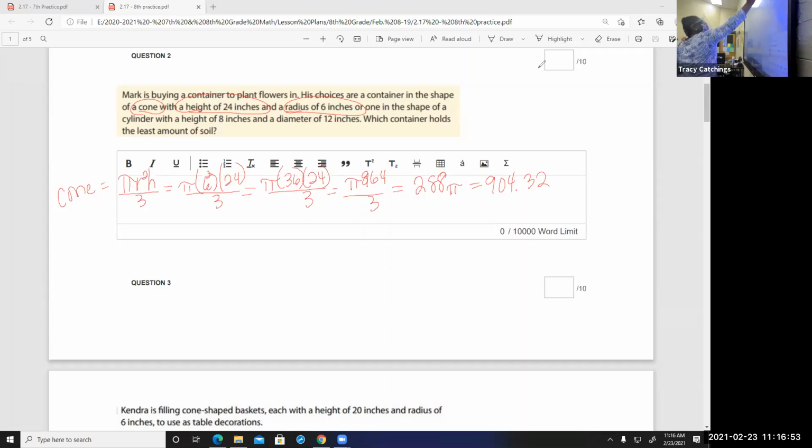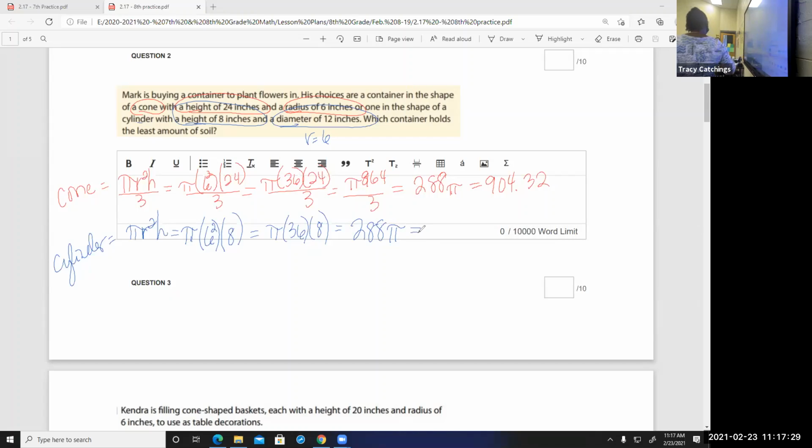Now let's try this cylinder. Okay, that's cool. All right, so we got a height of 8 and a diameter of 12. So what's the radius? Good. Radius is half of diameter. All right, so we already know 6 squared was 36. So now do 36 times 8. 288. 288 pi. You should have 288.